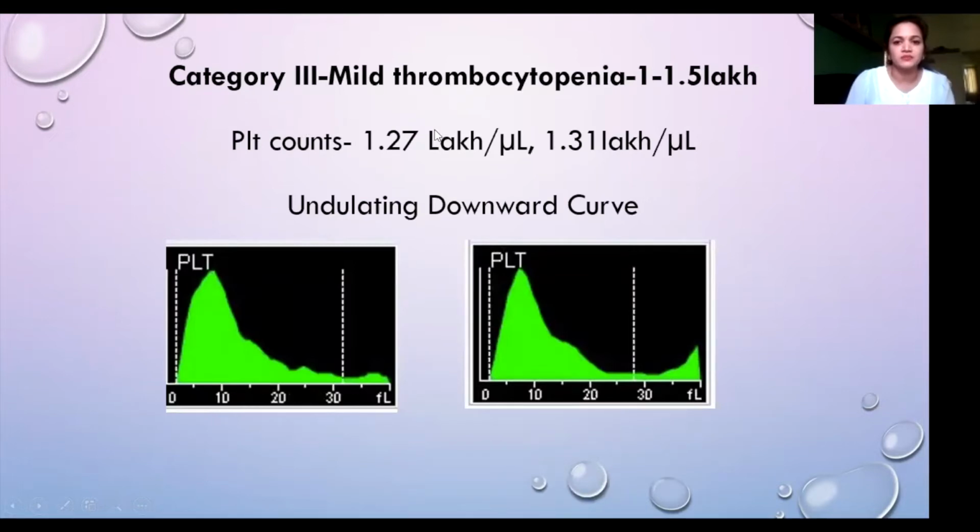Category 3, which is mild thrombocytopenia. Here the first histogram is from a sample with a platelet count of 1.27, which shows a slightly undulated downward curve. This is in contrast to the normal curve, which is slightly right skewed and very smooth, whereas here we see an undulating downward curve. This was the predominant pattern noticed in 87% of mild thrombocytopenia cases, and we found this to be statistically significant in predicting the histogram pattern in this category of severity of thrombocytopenia.